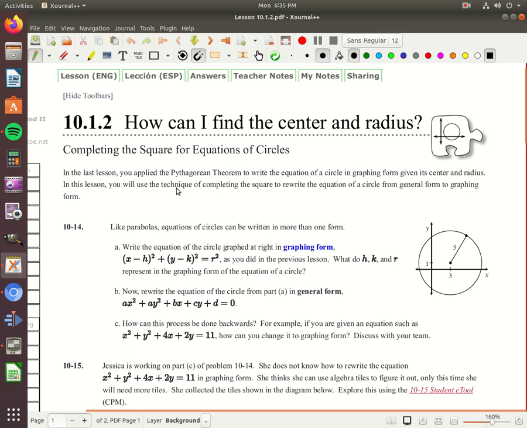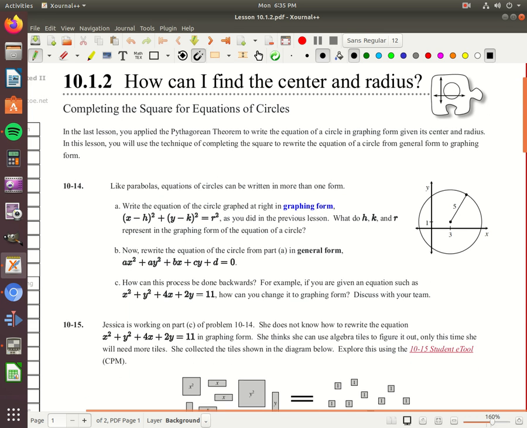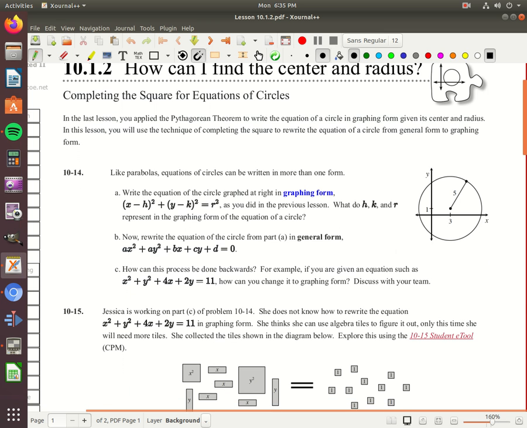So in the last lesson, you applied the Pythagorean theorem to write the equation of a circle in graphing form given its center and radius. In this lesson, you will use the technique of completing the square to rewrite the equation of a circle from general form to graphing form. So there's a graphing form of a circle.